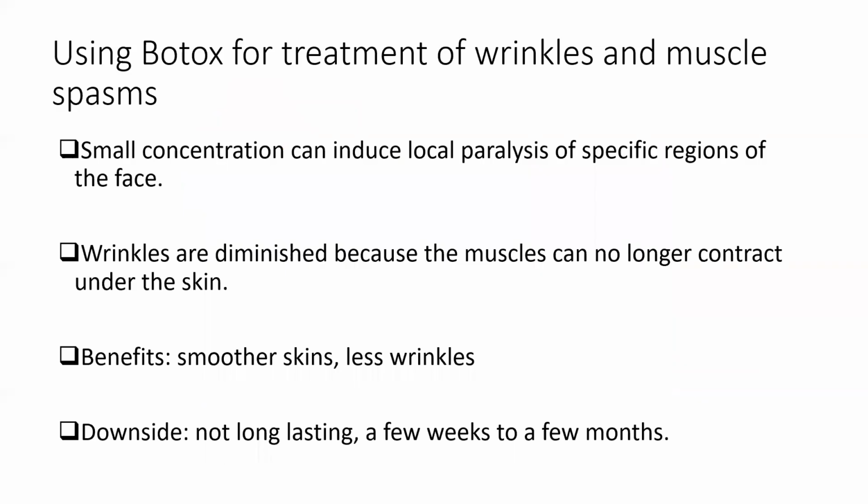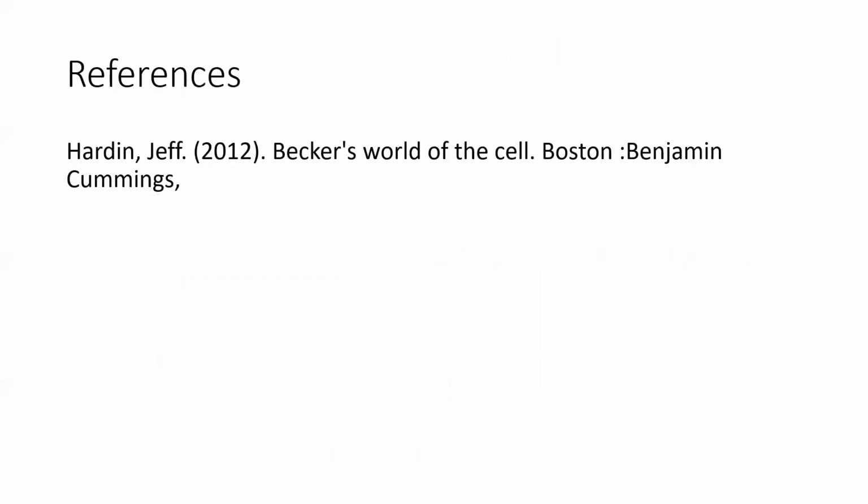But in treatment, how is Botox used for wrinkles and muscle spasm? Well, we can use a small concentration of Botox to induce local paralysis of a specific region of the face. The wrinkles can diminish because the muscle can no longer contract under the skin, as I described earlier, due to the acetylcholine no longer being able to bind to the cell surface, so the muscle cell can no longer contract. The benefit of this Botox treatment is that we get a better result for the skin, smoother, with fewer wrinkles. But the downside is that it's not long lasting, only a few weeks to a few months. That should be about it. Thank you. This is my reference.